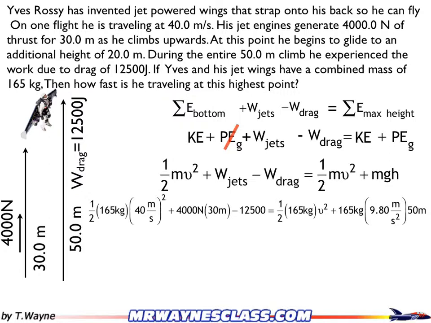And the reason why it's just 12,500 joules is because the math has already been done. Whatever the math is, it's already been done, and that's what I'm looking for. It's just the work. So I don't need to calculate anything. I just put the number in. And then 1/2 times 165 kilograms times v squared, plus 165 kilograms times 9.8 meters per second squared times 50 meters. That's the total height to the maximum point. And when I solve all that, I get a velocity of 23.65 meters per second.